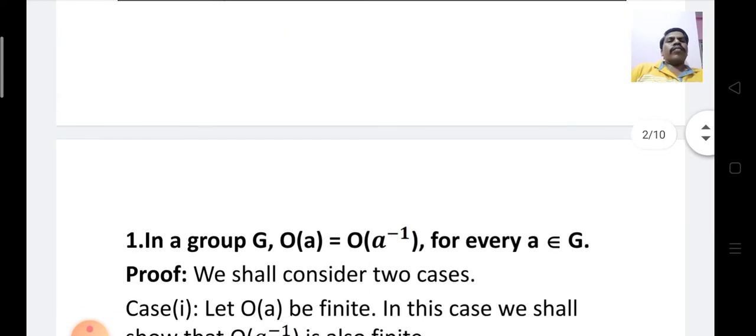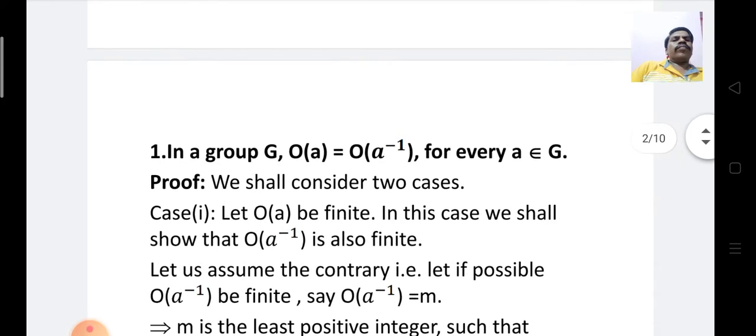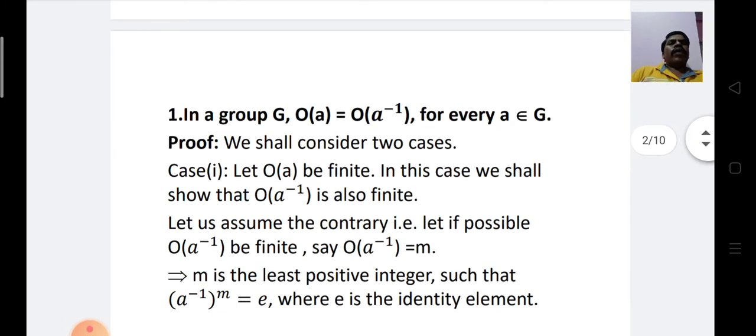Here the first theorem states that in a group G, order of A is equal to order of A inverse for every A belongs to G. It means that suppose A is an element of a group G and A inverse is the inverse of A, then order of A is always equal to order of its inverse.